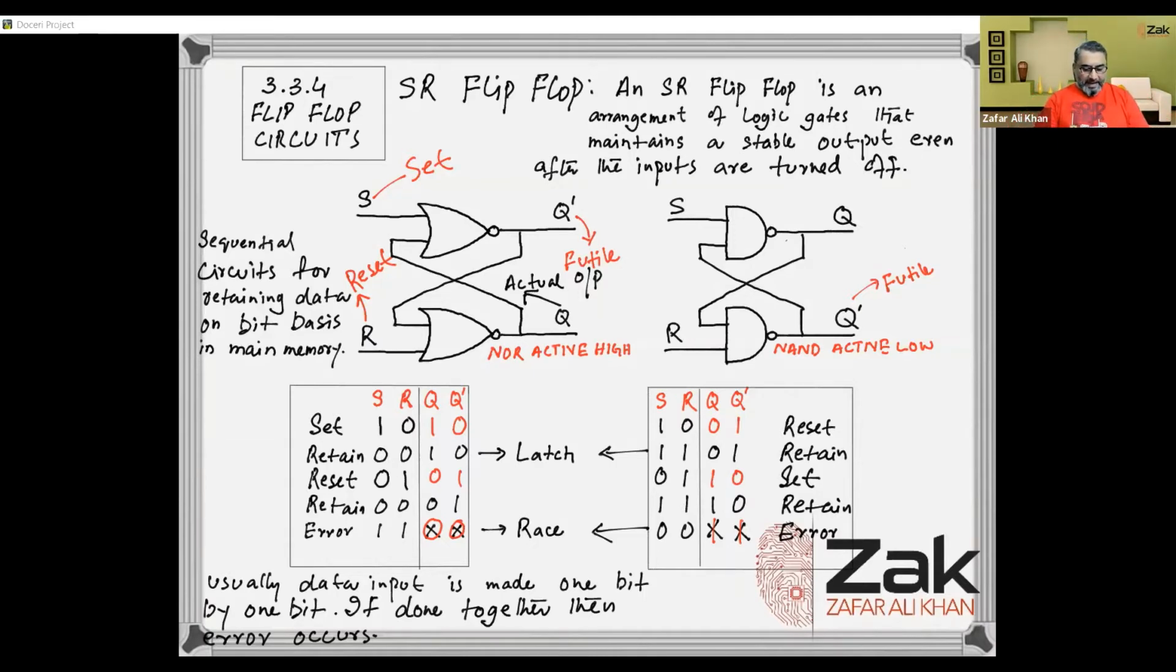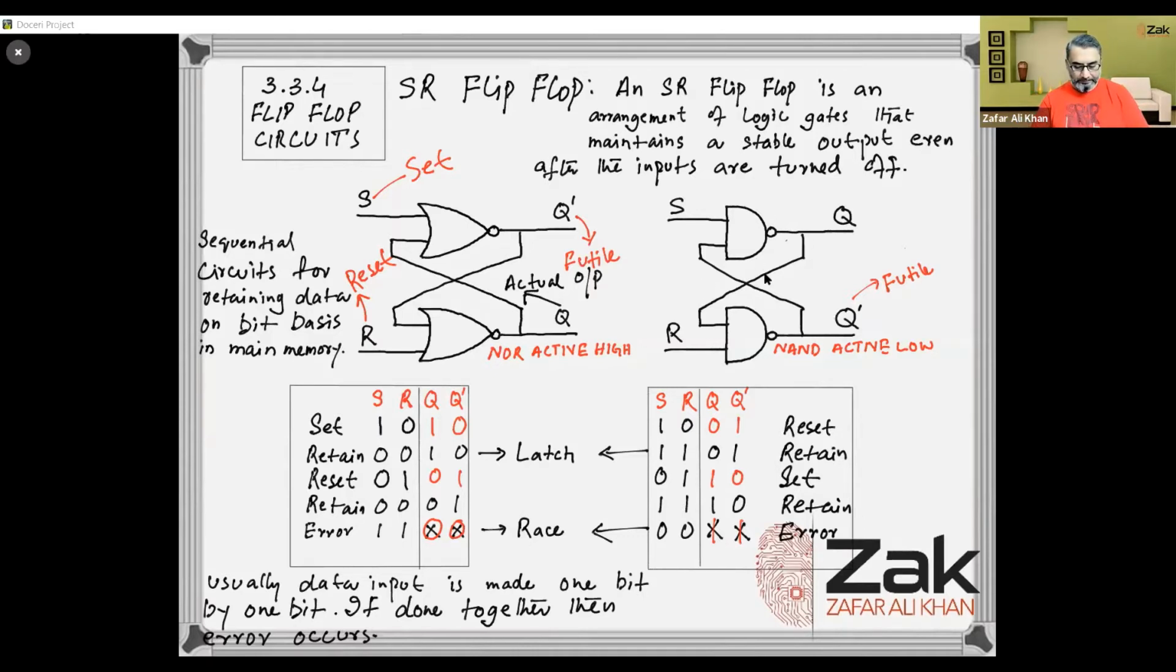So examples of sequential circuits include flip-flop circuits. Now in this particular chapter, we will consider two types of flip-flop circuits, SR flip-flops and JK flip-flops. What you are looking at the moment are SR flip-flops. SR flip-flops consist of two cross-coupled NAND gates.